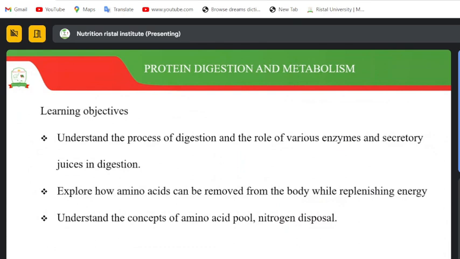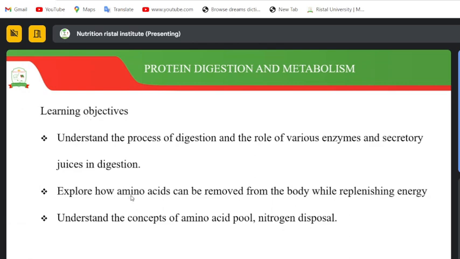It's about proteins. Previously, we concluded with carbohydrates, and we are getting into understanding the next nutrient, called protein. To begin with, at the end of this lecture, I want you to have understood the process of digestion, the role of various enzymes and the secretory juices in your digestion. So you should be able to describe the process of protein digestion step by step, indicating clearly the various enzymes and the secretory juices that are involved.